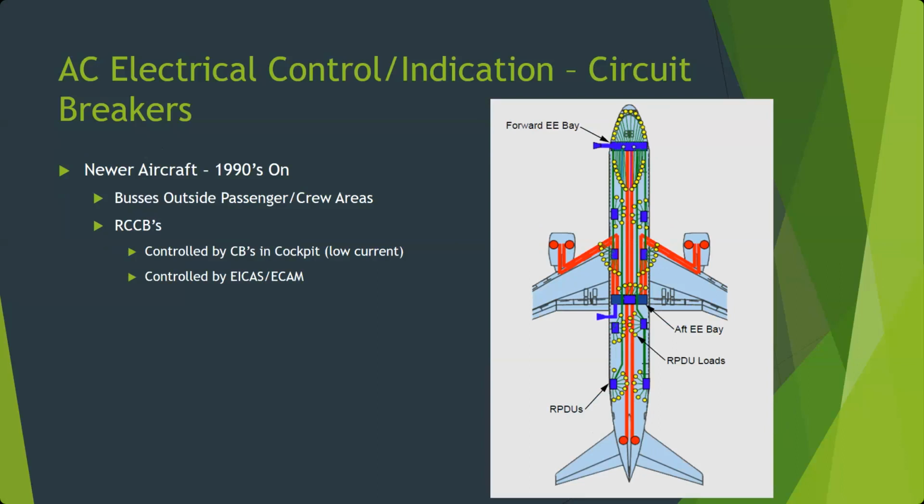The other part was the circuit breakers, going almost exclusively to remote control circuit breakers, or RCCBs, which on your newest aircraft allow control by breakers in the cockpit that are all low current, half amp, 1 amp, maybe 2 amps at the most, versus the 30, 40, 50 amps you had before for main loads. And then your newest aircraft are controlled by EICAS and ECAM touchscreens, rather than even having any kind of physical breaker.